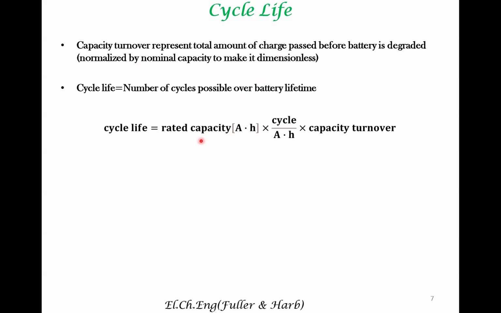before the battery is degraded. That is given by this times this. That is one way to think. Divided by ampere hour per cycle. That is the amount of charge passed per cycle. Okay. So this quantity divided by this quantity will give you the number of cycles possible over a battery lifetime.